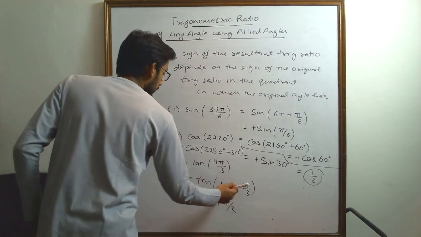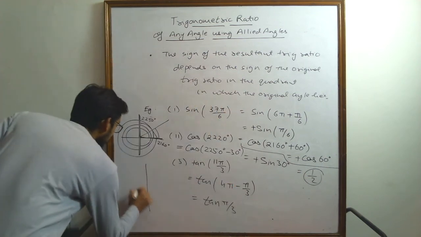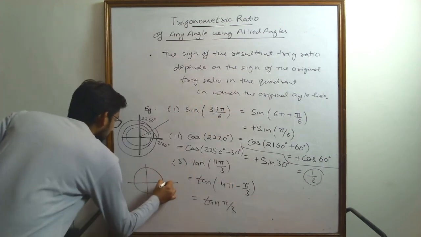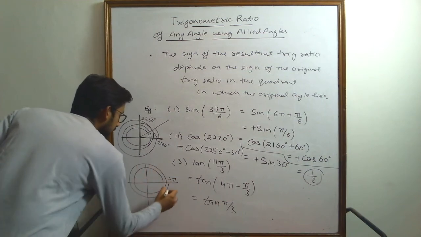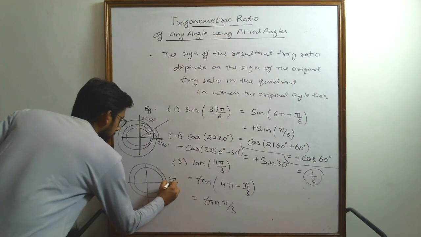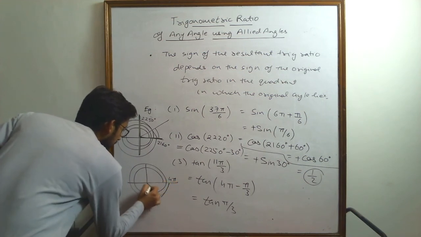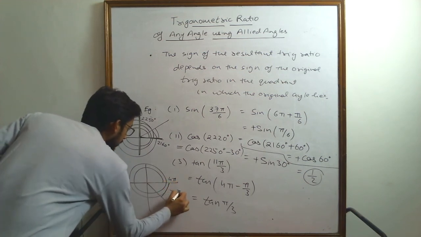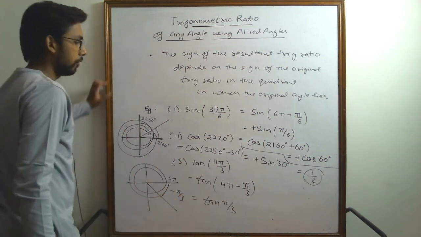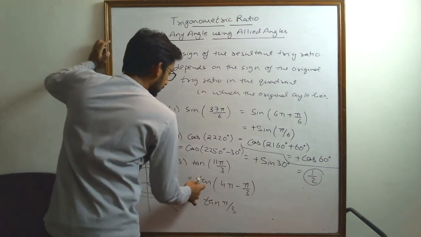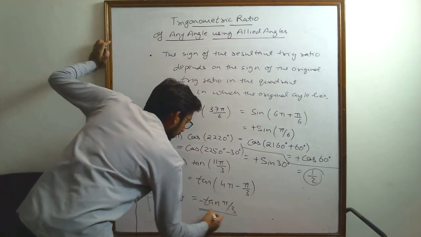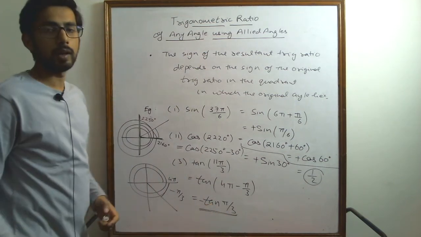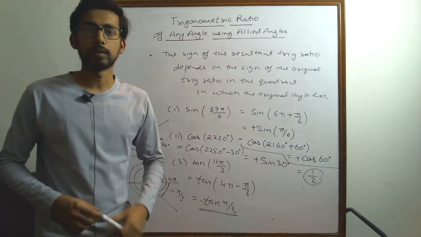So for this angle 4 pi, we are going around 2 times to reach the positive x axis, and then minus pi by 3, that means we are here in the fourth quadrant. In the fourth quadrant tan is negative, so we will put a negative sign here, and this will be our answer, minus tan pi by 3.